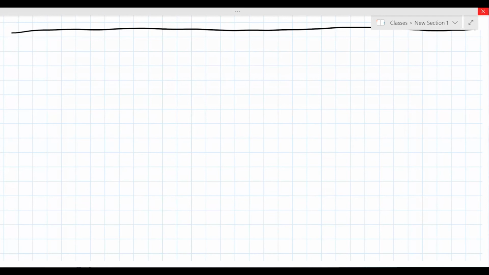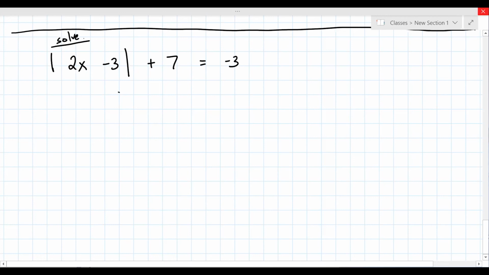Check out some more questions that might be good to answer, or some skills. We talked a little bit earlier about absolute value functions. So we'll just make up another one here. Let's say that I give you |2x - 3| + 7 = -3. It might just ask you to solve this. It could just be as simple as that. Hey, solve this absolute value.